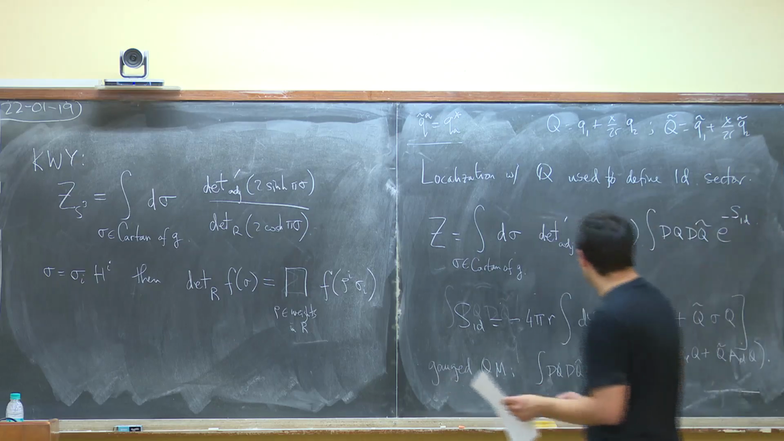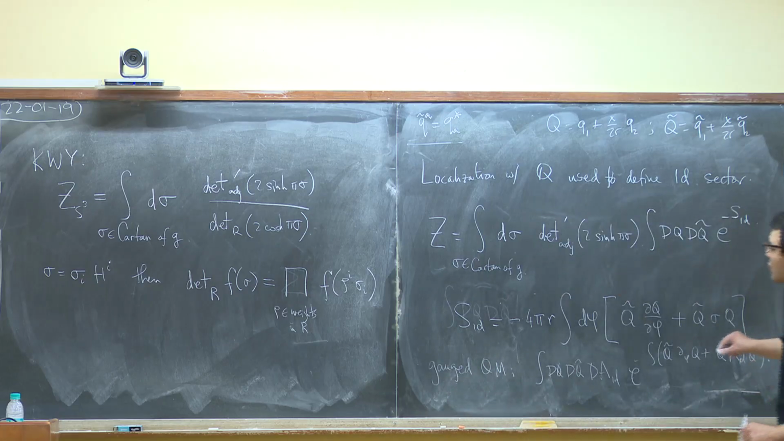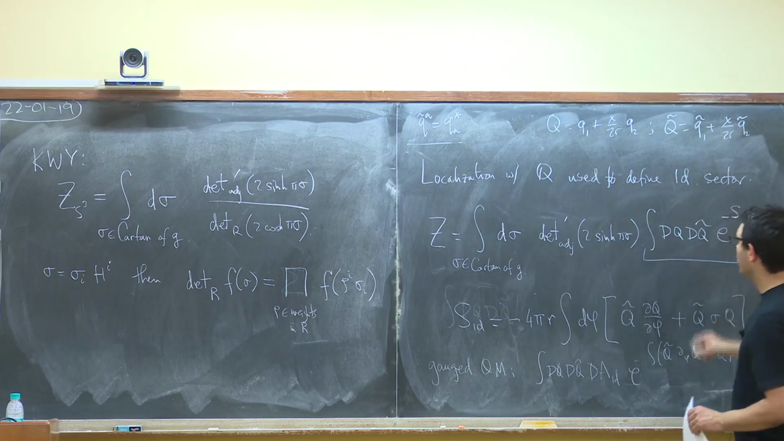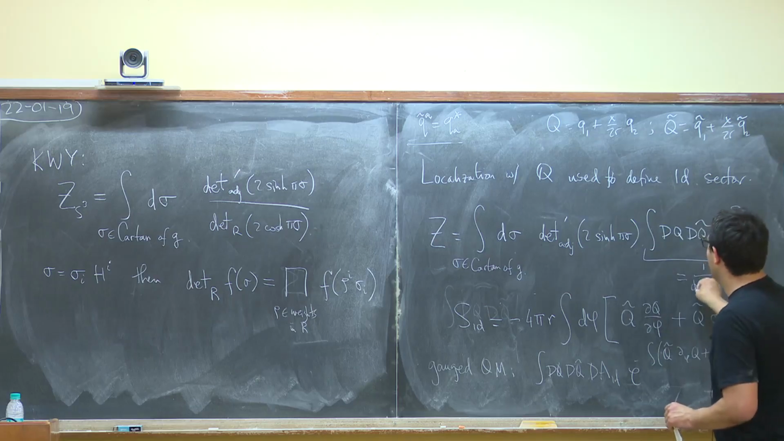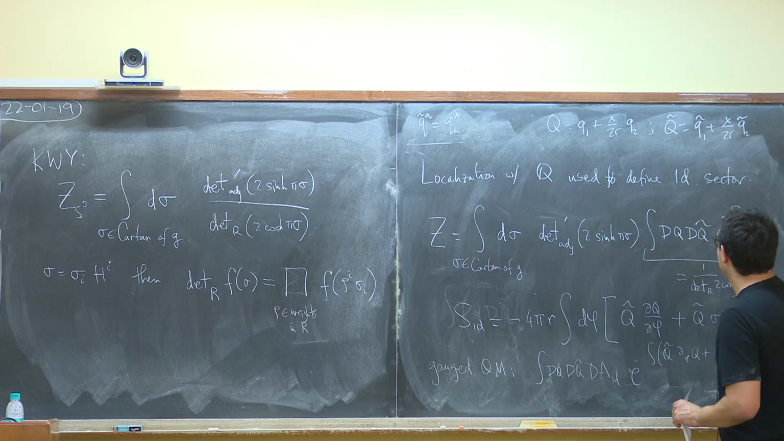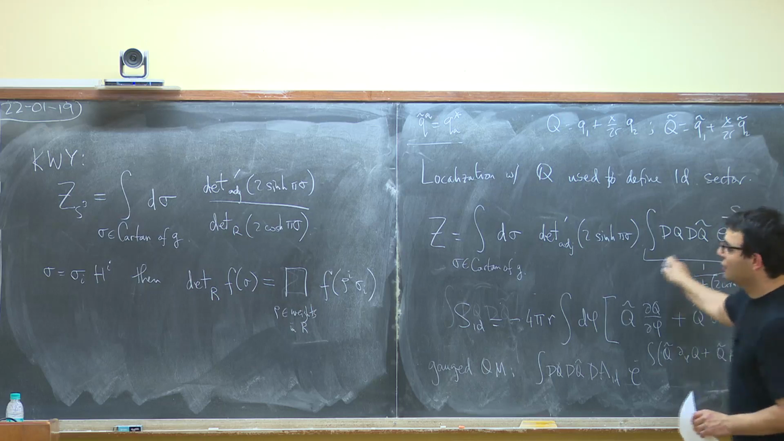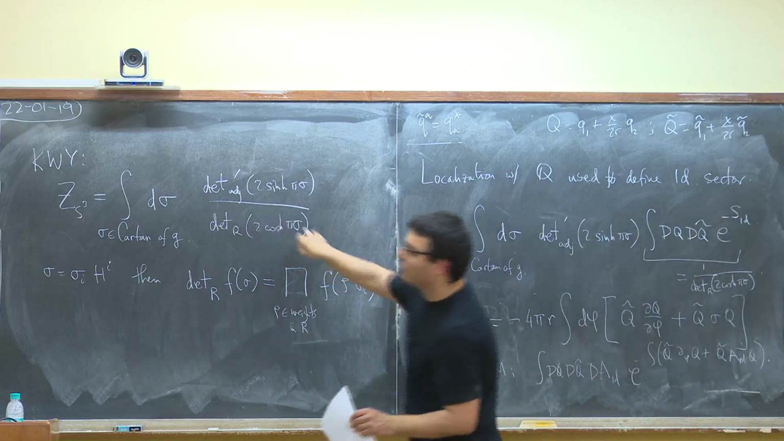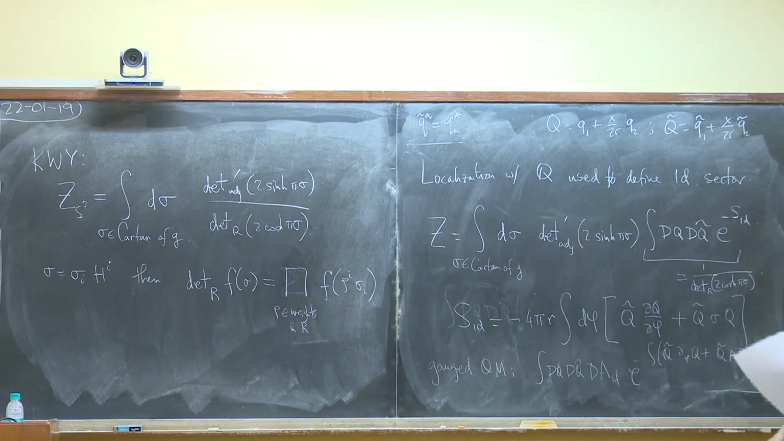And another thing I wanted to say is that if we do the integral over Q and Q tilde, the Gaussian integral, we get 1 over the determinant in the representation R of 2 cosh pi sigma, which is what was missing to get the Kapustin-Willett-Yaakov matrix model. So essentially, in the Kapustin-Willett-Yaakov matrix model, we took this determinant in the denominator and expanded it as a 1D theory. The advantage of that is that now we can insert any Q's and Q tildes that we want.